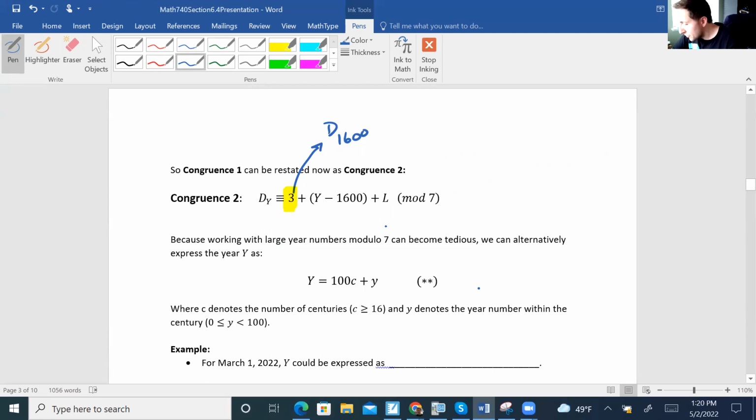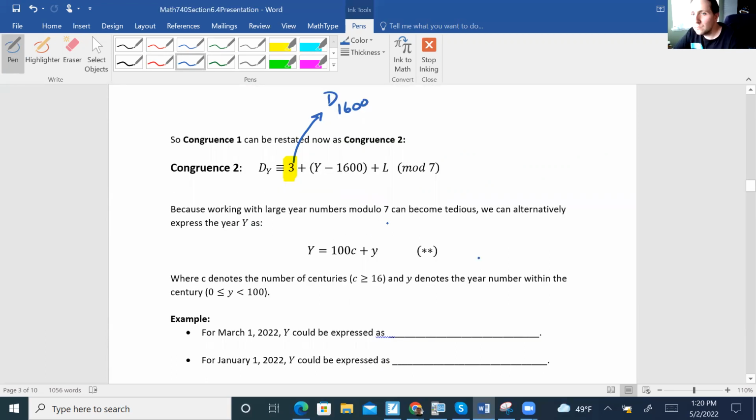Now, we're working with pretty big values. Once we start getting to 2022, or if I wanted to know what day of the week a particular date would fall on somewhere in the very far future, in the year 3000, I don't really want to have to be working mod 7 with something in the thousands. That starts to get a little bit tedious. So we can alternatively start expressing the year number modulo 7 using this expression. It's 100 times C plus Y, where C denotes the number of centuries. And since we're measuring from the year 1600, we would want C to be at least 16. And Y denotes the year number within that century. So it's always going to be at least 0 if it happens to fall on the century, but always less than 100, because otherwise the C value would just increase by 1.